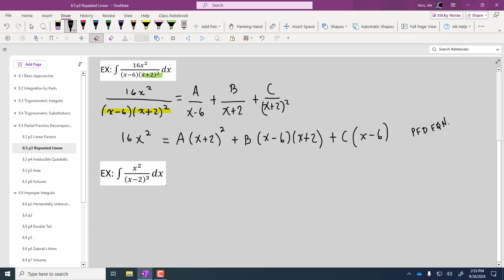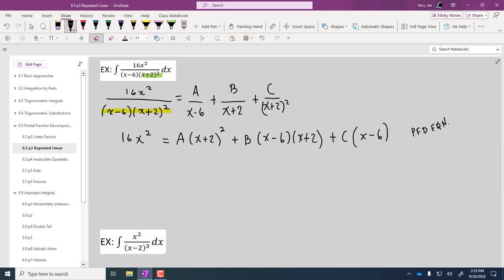So our PFD equation is where we decide traditional method or convenient value method. We're still just dealing with linears, so convenient value will work here. So let's go ahead and go for it. Now there's only 2 convenient values even though we have 3 unknowns. So let's see what happens.